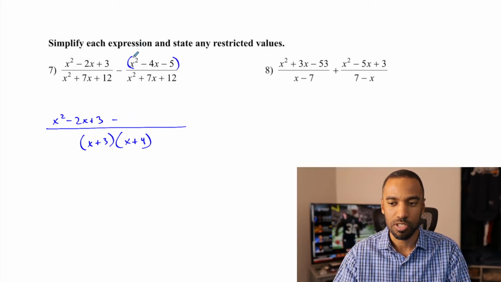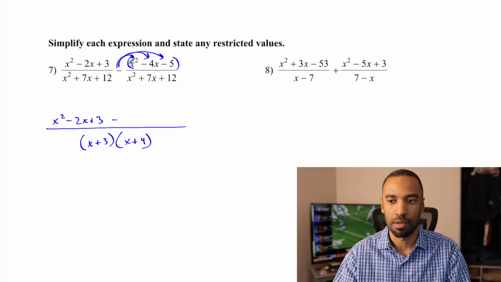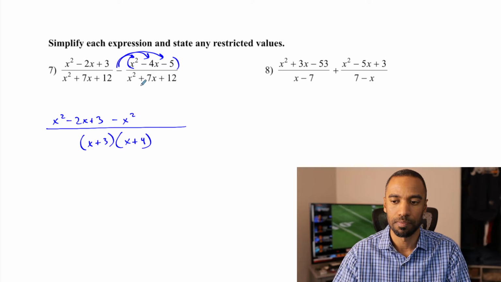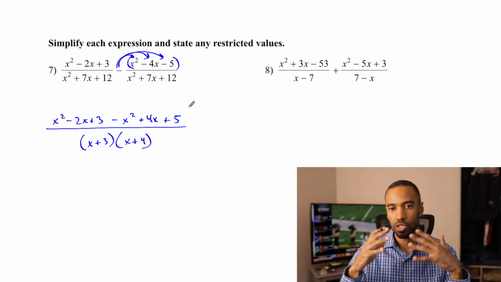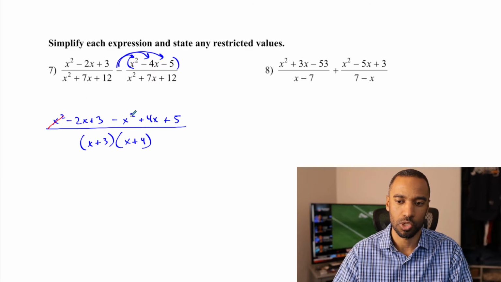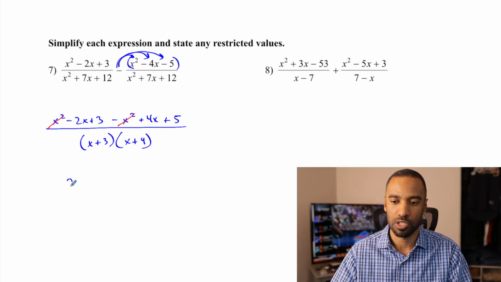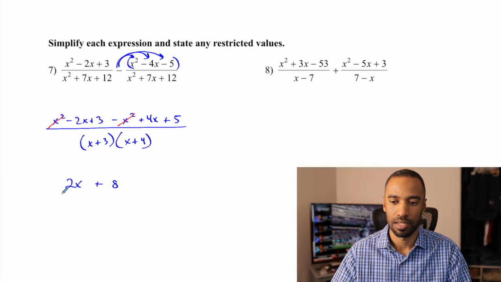Now keep in mind, if I subtract the fraction, it is subtracting the quantity in terms of everything being subtracted. Subtract x squared, subtract negative 4x, which is adding 4x, and subtract negative 5, which is adding 5. So I have a common denominator. I'm going to work on cleaning up this top in such a way: x squared minus x squared is 0. I got a negative 2x plus 4x, which is a 2x, and a 3 plus 5, which is an 8. And this is still divided, of course, by x plus 3 times x plus 4.